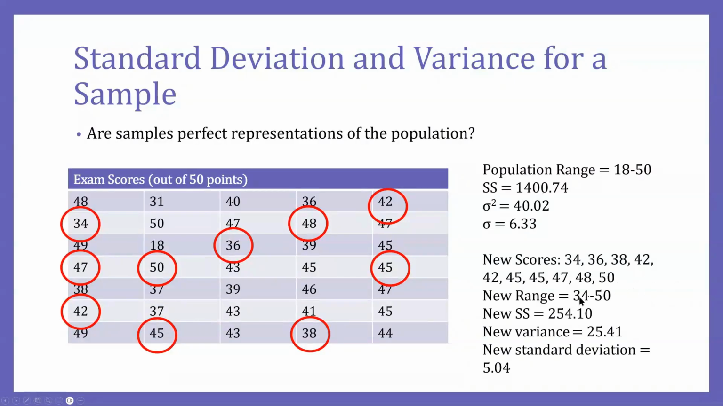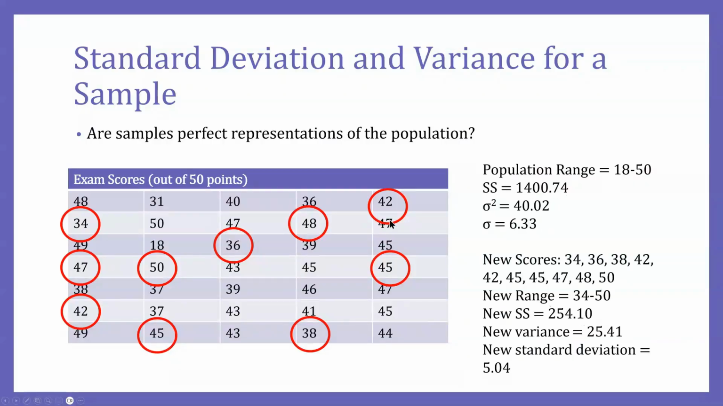My range now is, my low is this 34 here, and my high is still 50, so my range is 16. If I were to do my new sum of squares, calculate those deviation scores, square it, and sum it up, my new sum of squares is 254.10. You'll notice it's quite a bit lower.